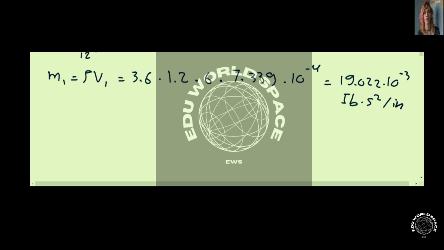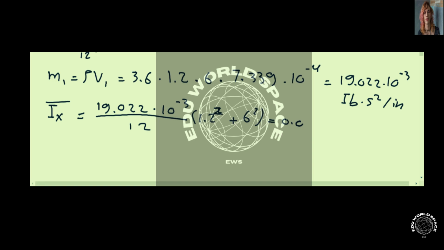So using figure 9.28, the mass moment of inertia about centroidal x-axis is Ix bar equals 19.022 multiply 10 power negative 3 over 12 multiply 1.2 squared plus 6 squared, equal to 0.05936 pounds second squared inch.